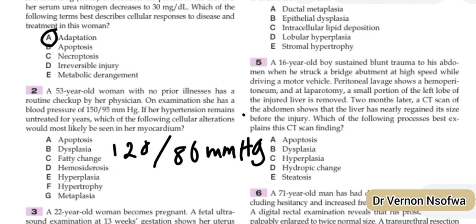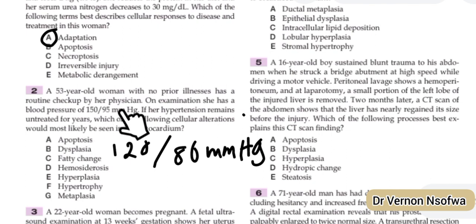But after that, the heart relaxes. When it relaxes, the blood pressure in the arteries drops, and that's what we call diastolic pressure. So systolic pressure is the blood pressure in the arteries when the heart contracts, and normally it is 120. Diastolic pressure is the pressure of blood in the arteries when the heart relaxes, and that is normally 80 millimeters of mercury.